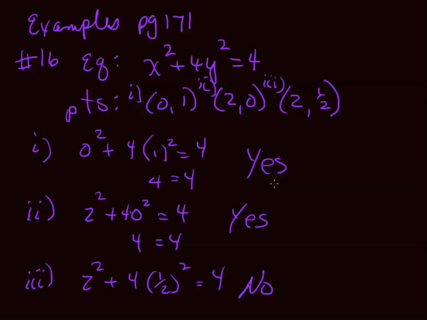Okay, next one, number 28. Same page. For 28, we're supposed to find the intercepts and graph each equation by plotting points. So that's objective 1 and objective 2. Be sure to label the intercepts. So let's see here. We get 4x squared plus y equals 0.